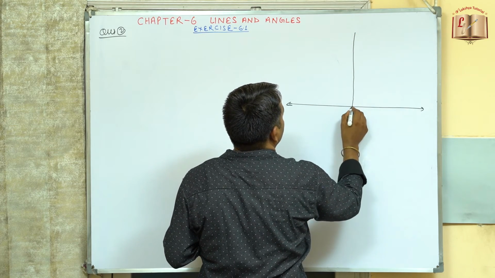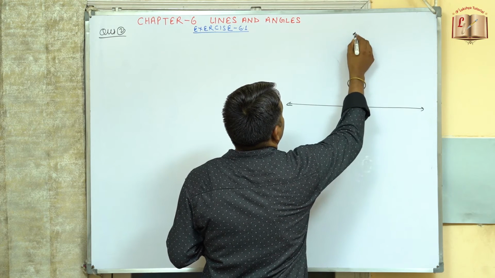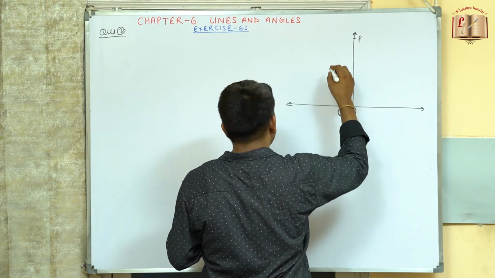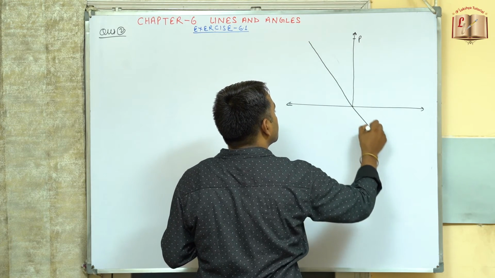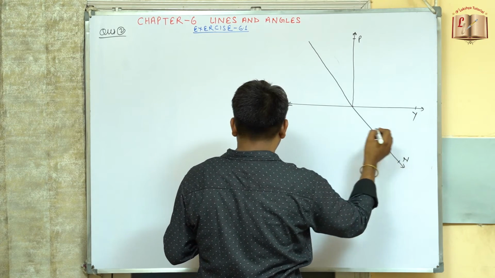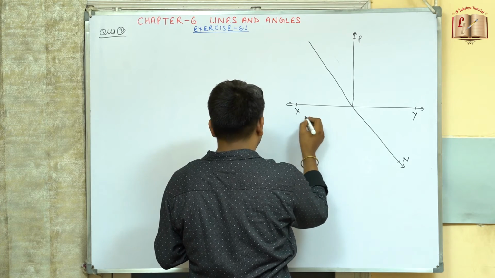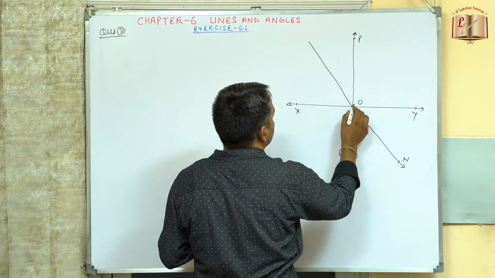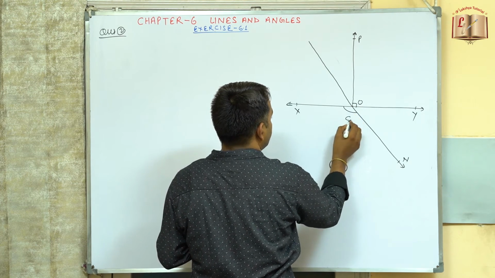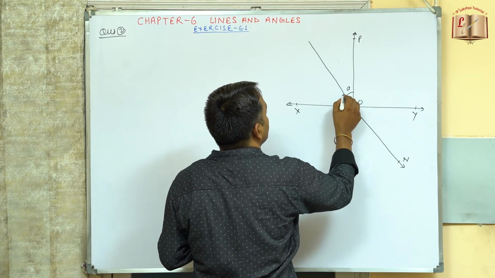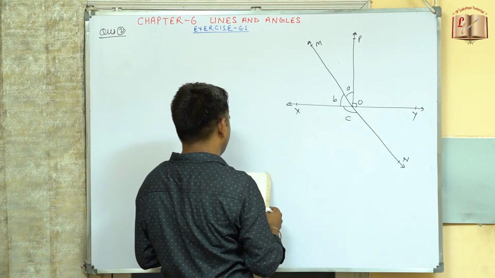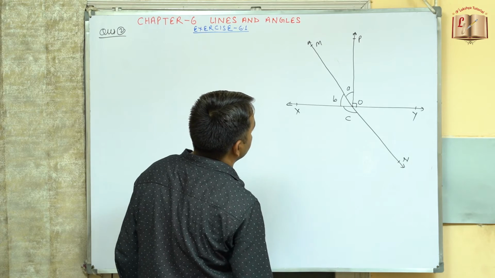This is perpendicular. This is point P and O, and from here there is an intersecting line. So this is now N. And this is Y, this is X, and this point is O. This is perpendicular, so this will be 90 degree. And this angle is C, this is A, and this angle is B, and this point is M. So these are the information given to us.